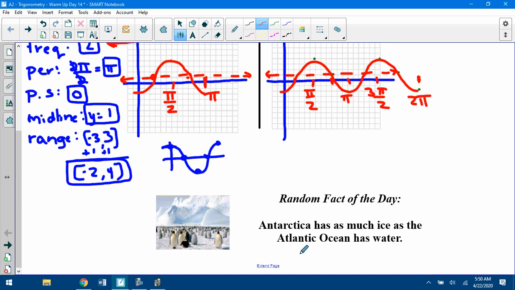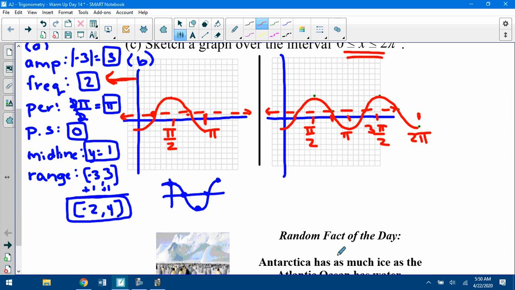Did you know Antarctica has as much ice as the Atlantic Ocean has water? That's a lot of ice.